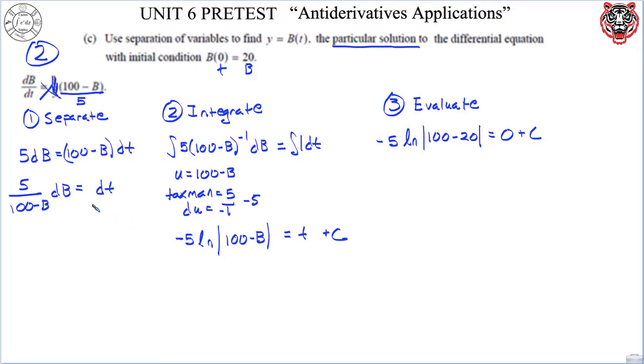So how do I score everything? I get 1 point if I can separate the variables. I get 1 point if I get this entire thing right. I don't get 2 points because this right-hand side was too easy. So plus 1 point if I got both the left and the right side correct. You had to get both correct. And you get 1 point for your constant of integration, plus 1 here. And you get 1 point if you evaluated correct, if you plugged in B and t correctly.